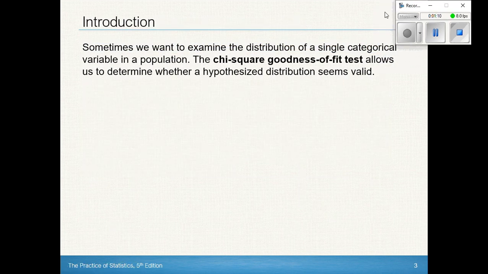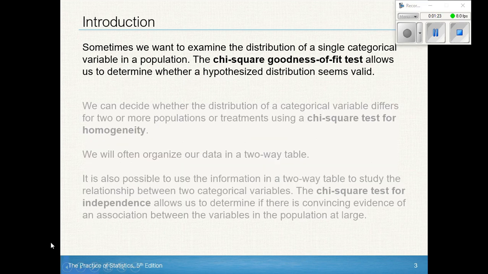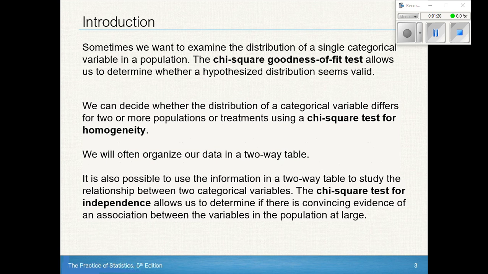Sometimes we want to examine the distribution of a single categorical variable in a population. The chi-squared goodness of fit test allows us to determine whether a hypothesized distribution seems valid. We can decide whether the distribution of a categorical variable differs for two or more populations or treatments using a chi-squared test for homogeneity, and that will organize the data in a two-way table. And then finally, we can also use the information in a two-way table to study the relationship between two categorical variables. The chi-squared test for independence allows us to determine if there's convincing evidence for an association between the variables in the population at large.